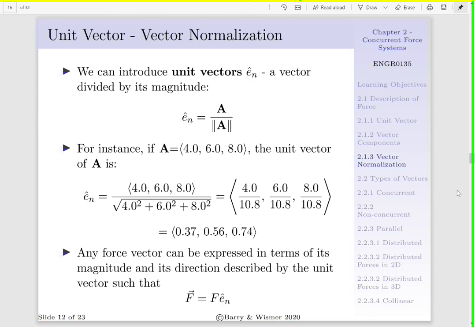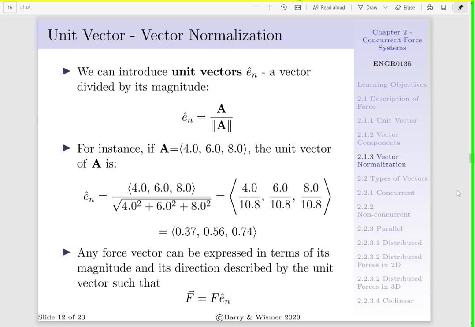Now we can introduce any unit vector, e hat sub n, where the hat means it's a unit vector, and the e sub n means it's going to be a unit vector for any force vector in our system. And we calculate this by taking a vector and dividing it by its magnitude. Mathematically, e hat sub n is expressed as our vector per the magnitude of our vector.